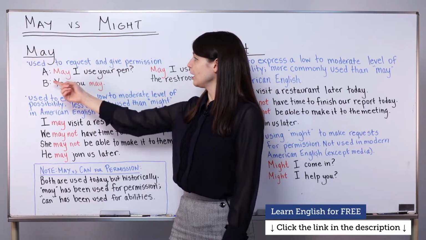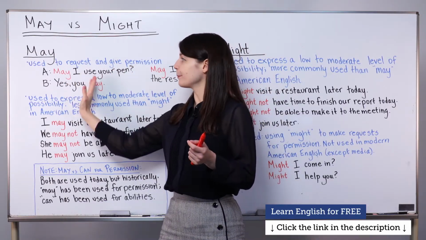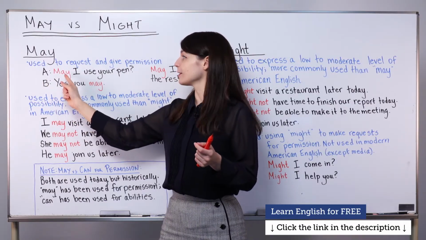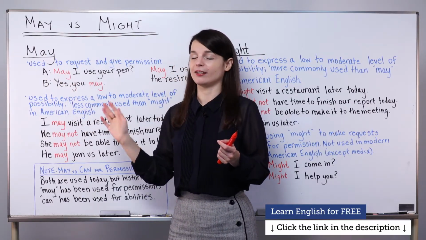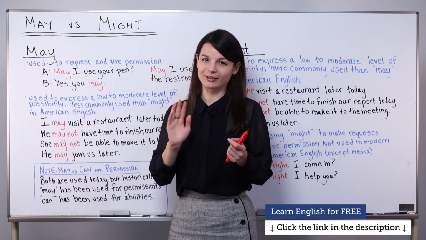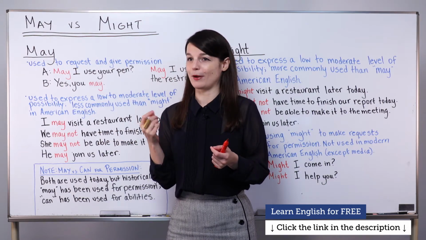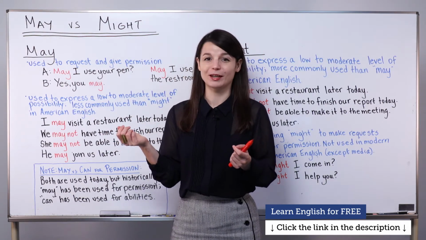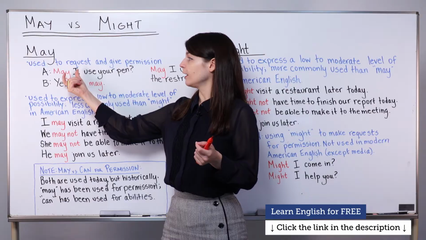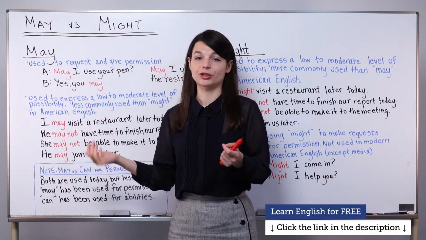When you're making a question like this, make sure that may comes before your subject. So may I use your pen? Not I may use your pen. Don't use that pattern. Please use may I use your pen. May we use your pen or use your computer, for example. So make sure may is coming before your I or we or he or she.